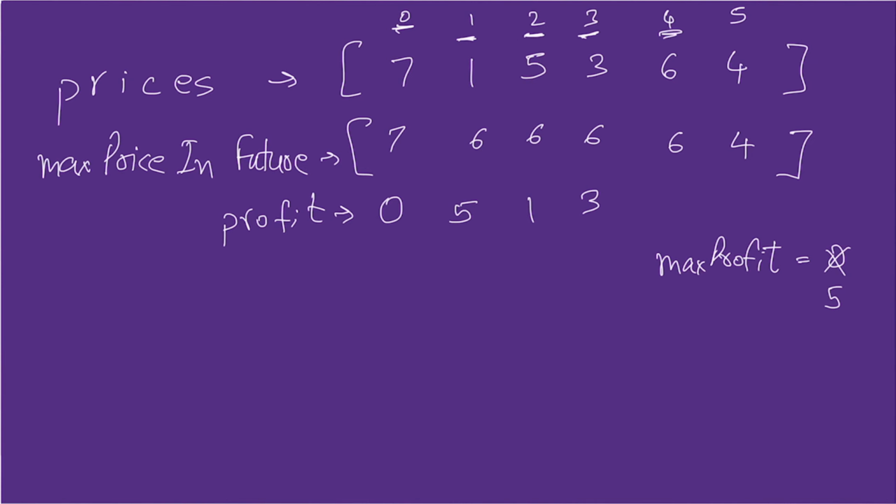Now for day 4, we can buy a stock at 6 and sell it on the same day for 6. And our profit basically becomes 0, so nothing to update here either. And the same for day 5. Buy and sell for the same price, so our profit is 0.